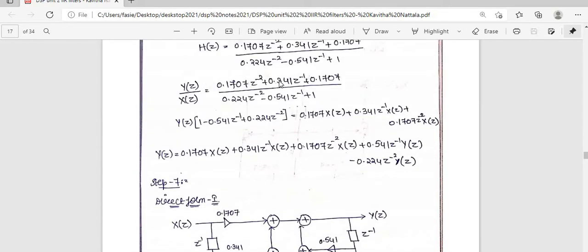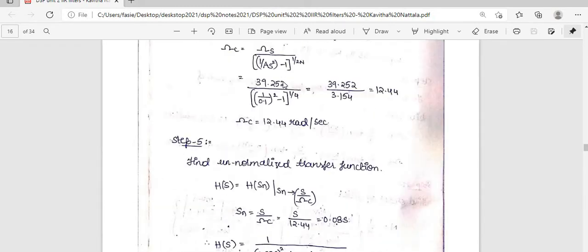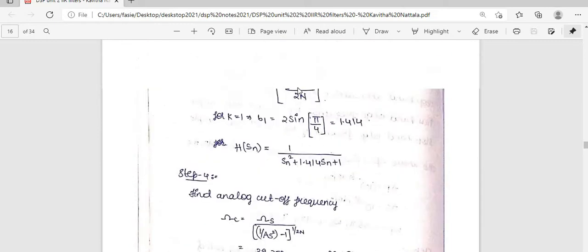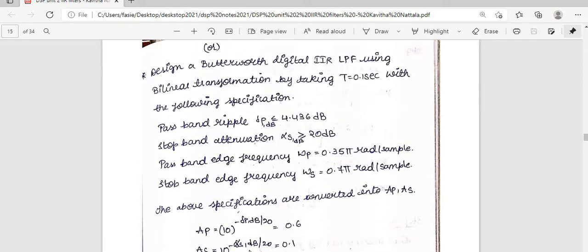So what did we do from the starting? First, from the starting of the problem, let me just take a recap. The question is: design a Butterworth digital IIR low pass filter using bilinear transformation with T equals 0.1 second.